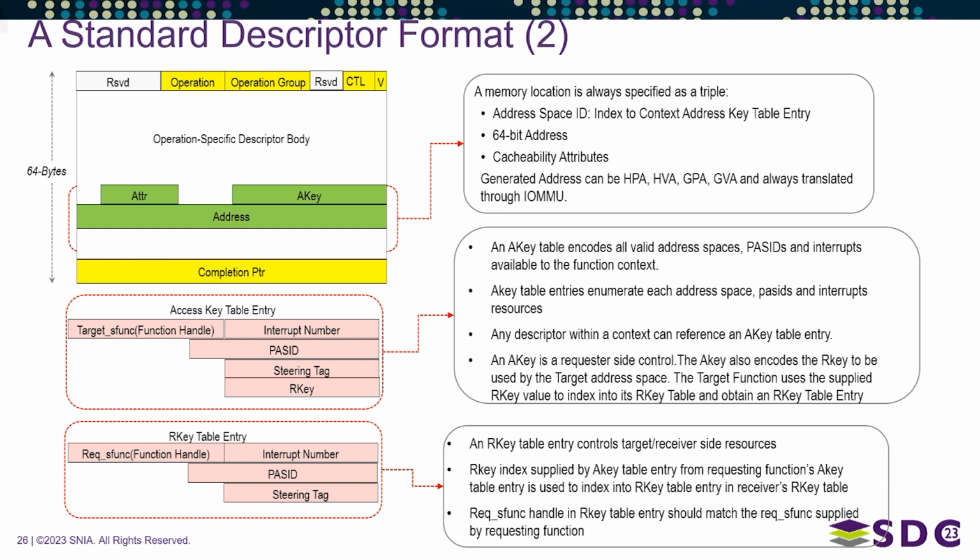There are also cacheability attributes associated with an address. For example, PCIe has TLP hints. Do you want to have a hint on what you want to do when you're accessing that address space? Maybe the address space that you're targeting is an MMIO space, and those are the kind of attributes that you can put into your descriptor. The access, I talked about the A key table. The A key table has a set of A key table entries in a contiguous location, and they denote the different address spaces that the function can address.